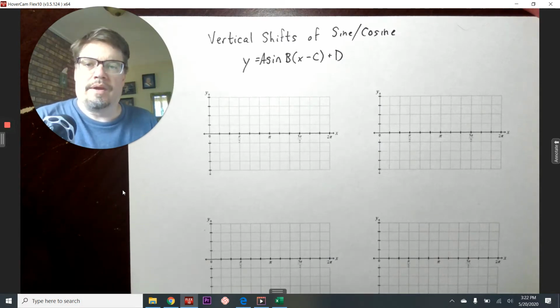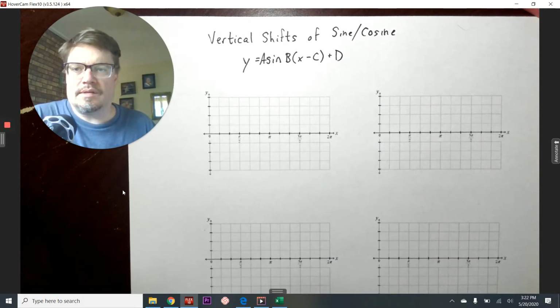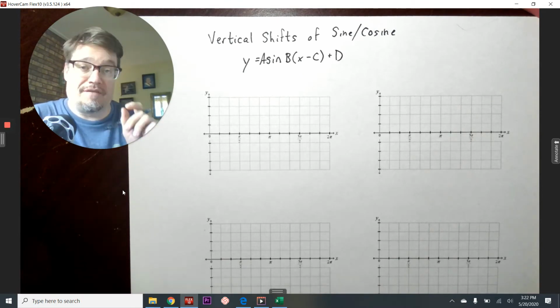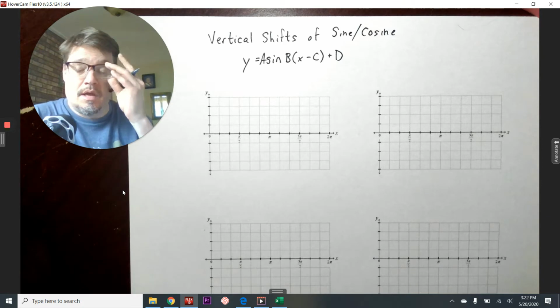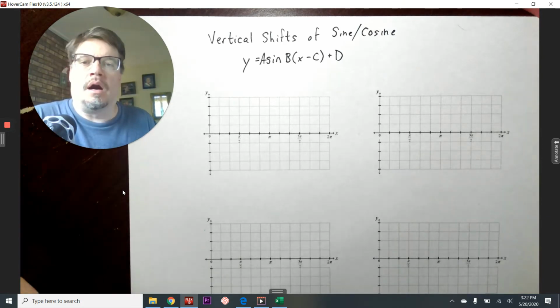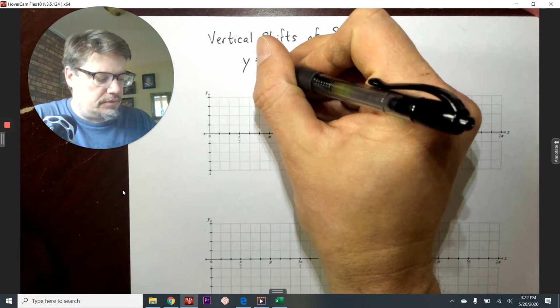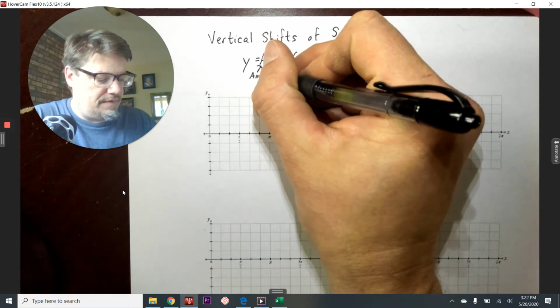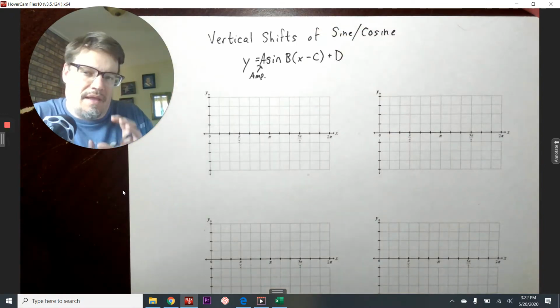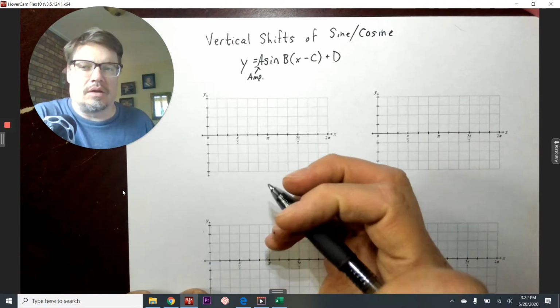Everybody, we are going to now focus on the vertical shifts of trigonometric functions, but we're going to focus on sine and cosine. Those are the most common. The other ones are not as common, but we're going to just focus on the vertical shift. We've already talked about the amplitude here. That's the amplitude, and we've already investigated what that exactly is with a sine and cosine wave.